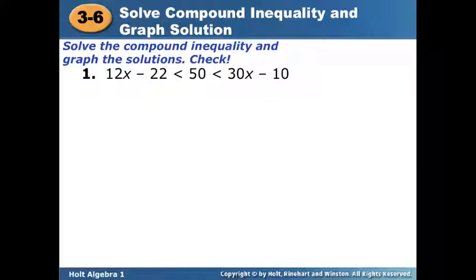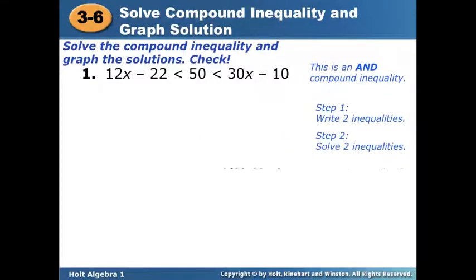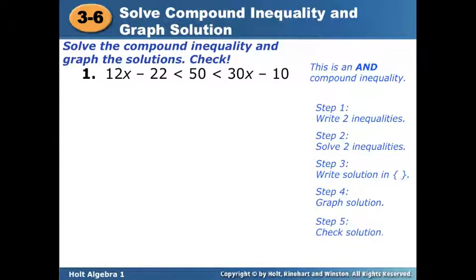Let's look at example 1. We're going to solve the compound inequality and graph the solutions. Also check. Copy to your paper. 12x minus 22 is less than 50 is less than 30x minus 10. This is an and compound inequality. Many times with and compound inequalities, you will not see the word and. You will need to rewrite it so that you can write the word and in between the inequalities.